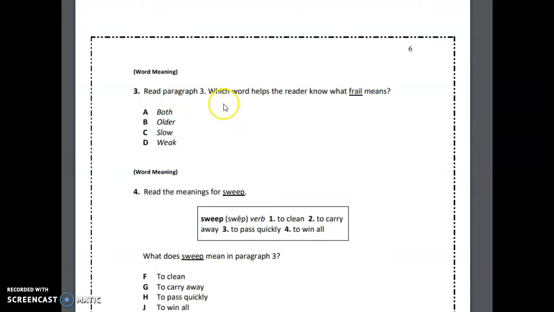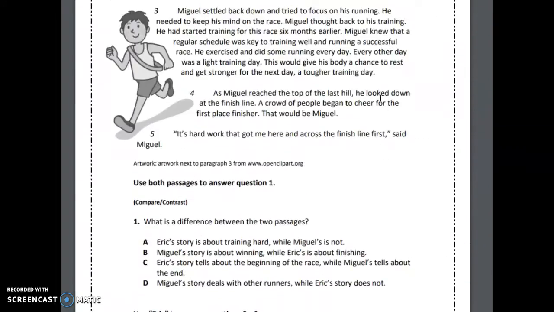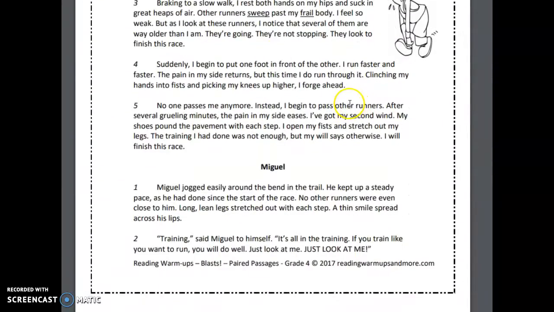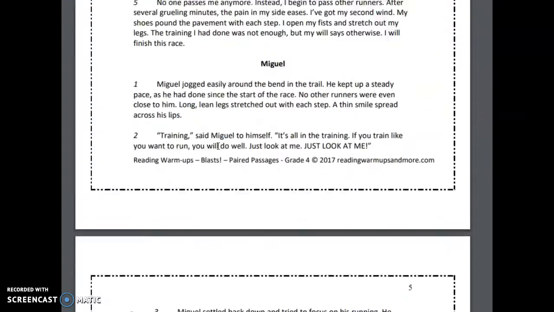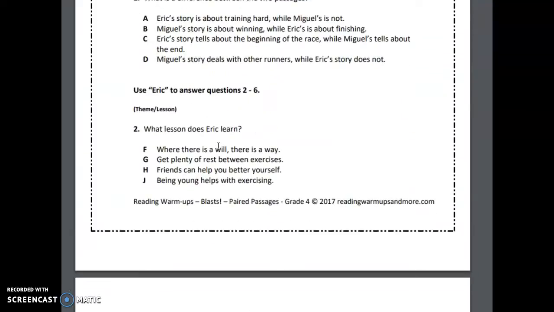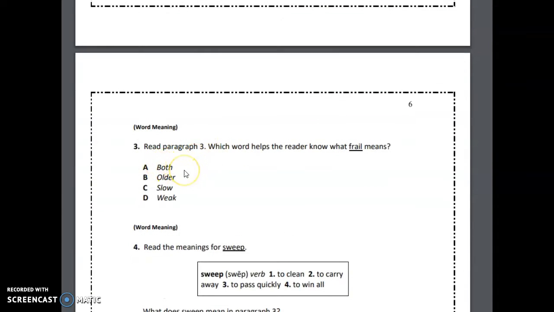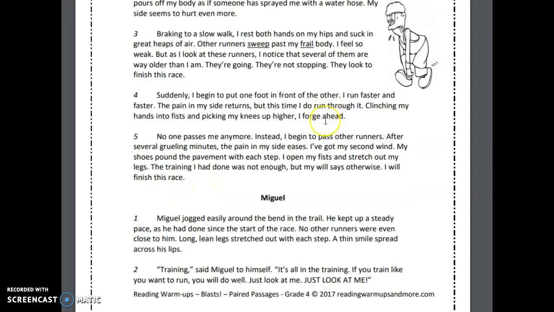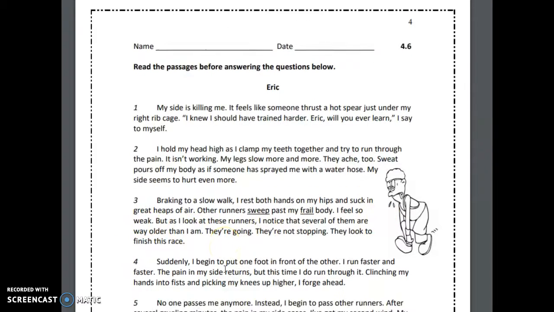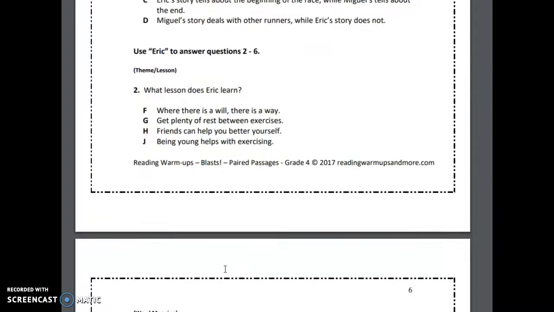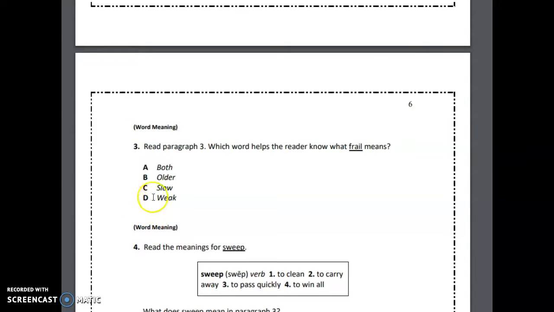Number three, read paragraph three. Which word helps the reader know what frail means? Other runners sweep past my frail body. I feel so weak. A, both. B, older. C, slow. Or D, weak. Looking at the sentence right after the sentence with the word frail, it says, I feel so weak. That sentence is included to help us figure out what the word frail means. So our answer here is D.